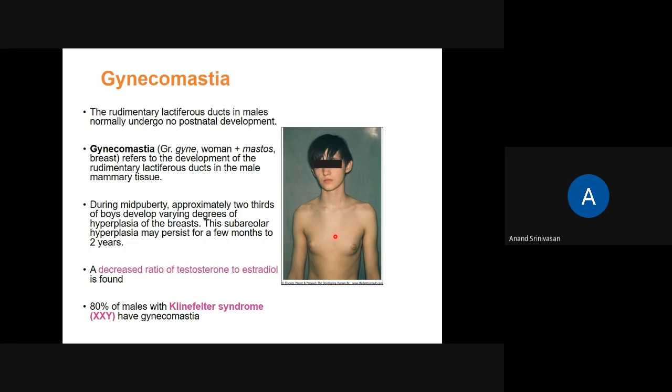This we have already dealt with: gynecomastia, as I said before, is because of the decreased ratio between testosterone and estradiol, and it's also seen in Klinefelter syndrome. You must have read in the hematology immunology module, right? Klinefelter's, 47 chromosomes, with an extra X. So Klinefelter syndrome.